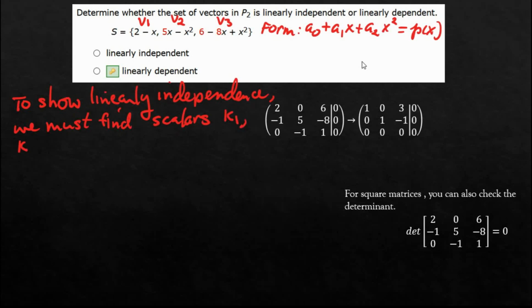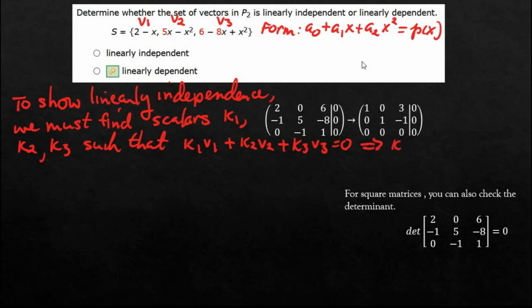Scalars K1, K2, K3 such that K sub 1 times V sub 1 plus K sub 2 times V sub 2 plus K sub 3 times V sub 3 equals 0. Does that imply that K1 is equal to K sub 2 is equal to K sub 3 is equal to 0? Well, I don't know.